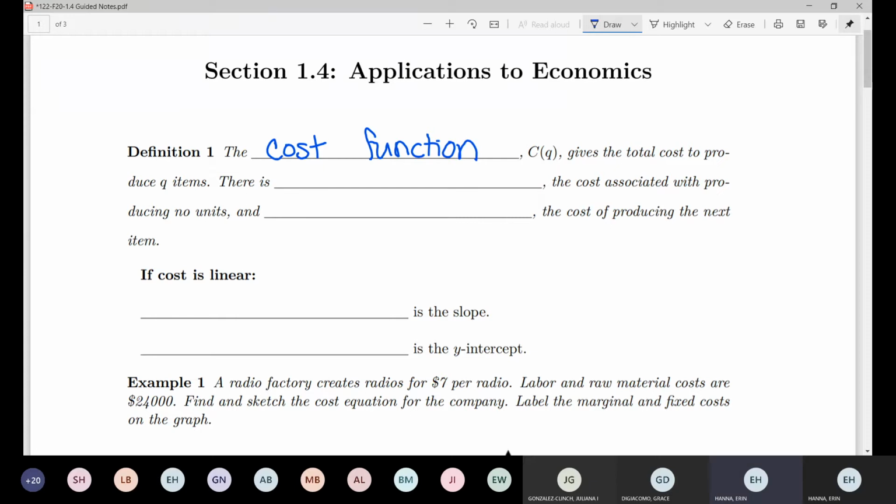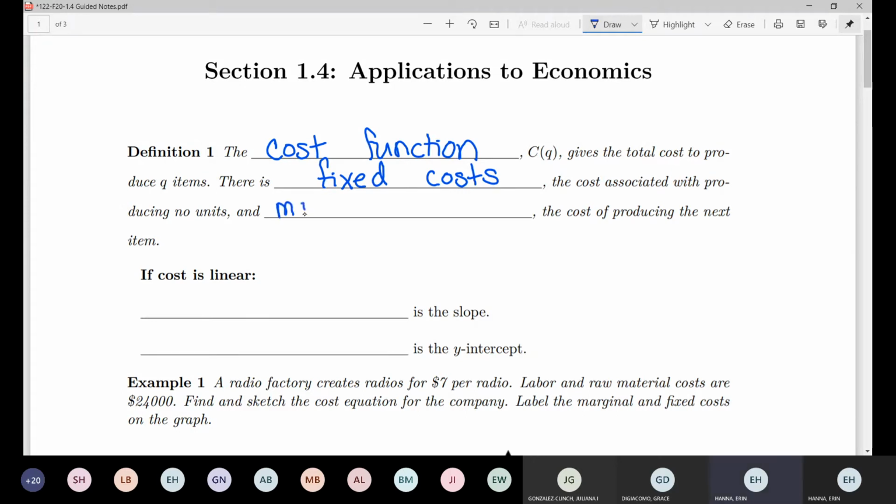There is fixed costs. This is the cost associated with producing no units. So say you don't even make anything, you still have to pay the rent for your building, the materials, your workers, all of those things that you have to pay for even if you don't get around to making anything. So those are your fixed costs.